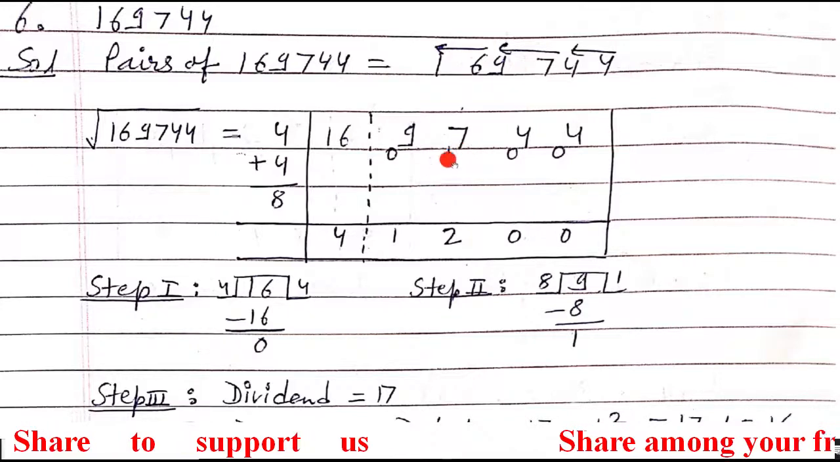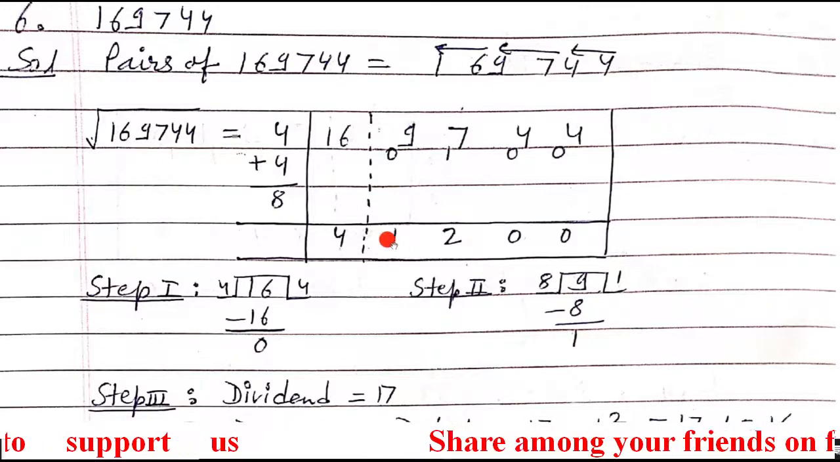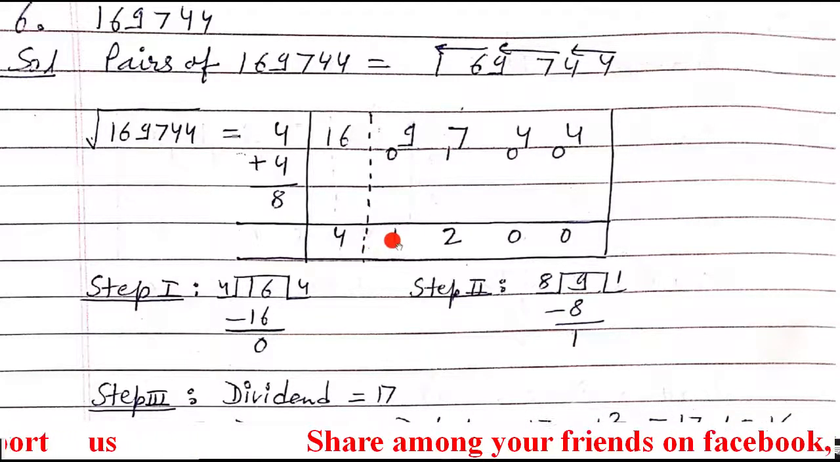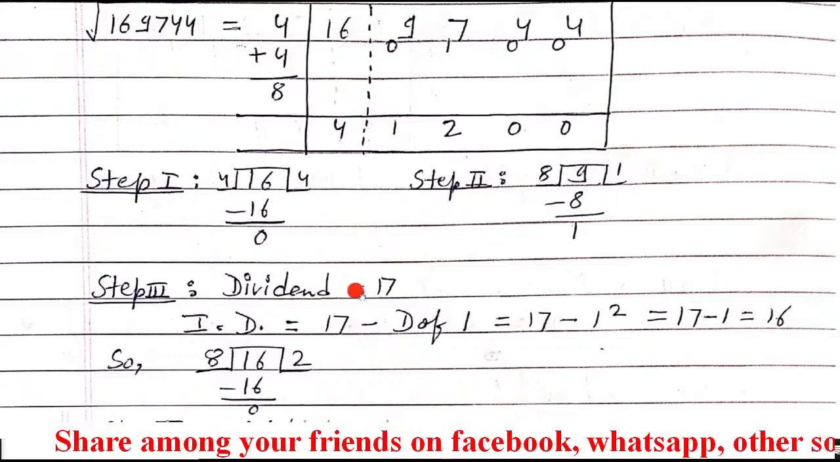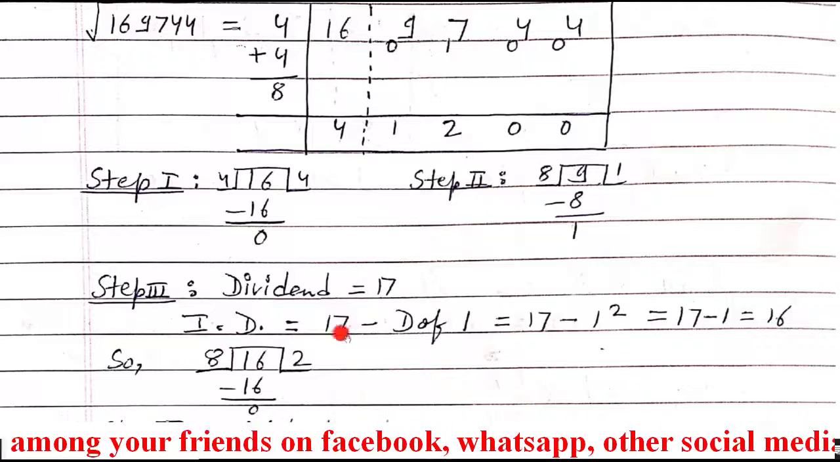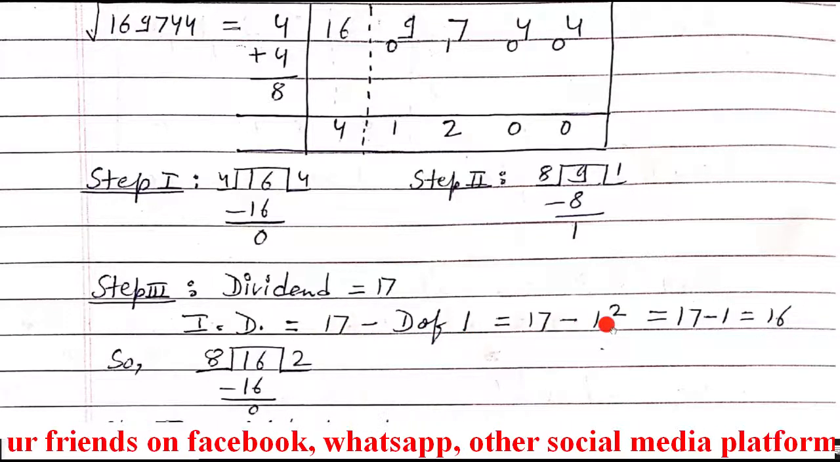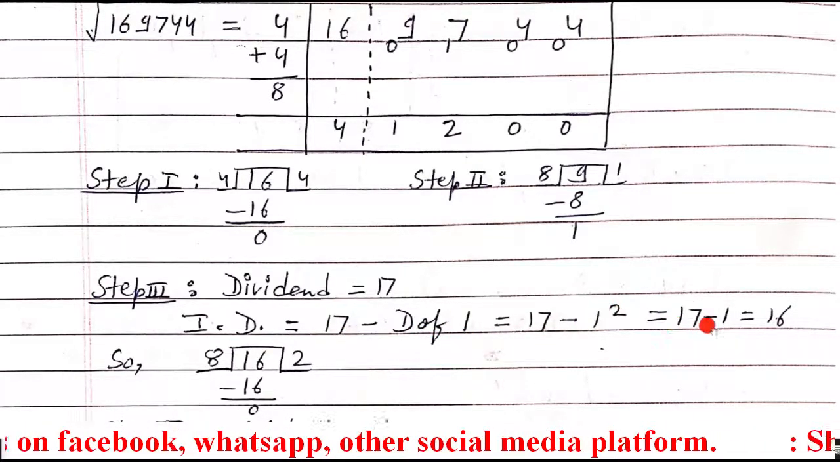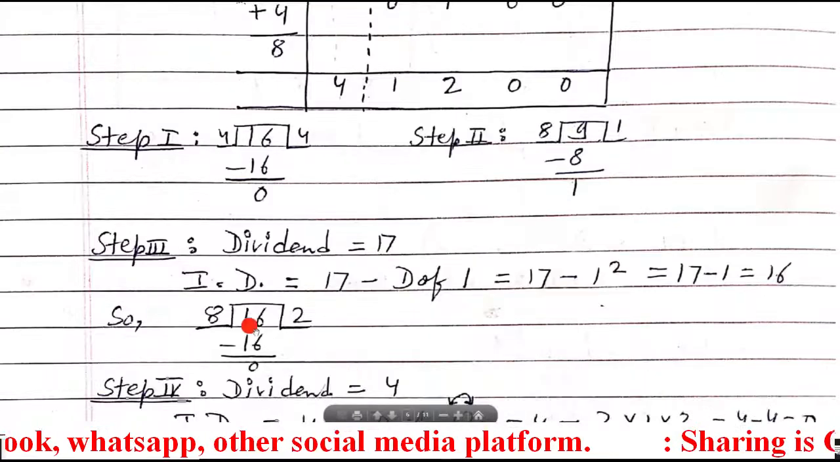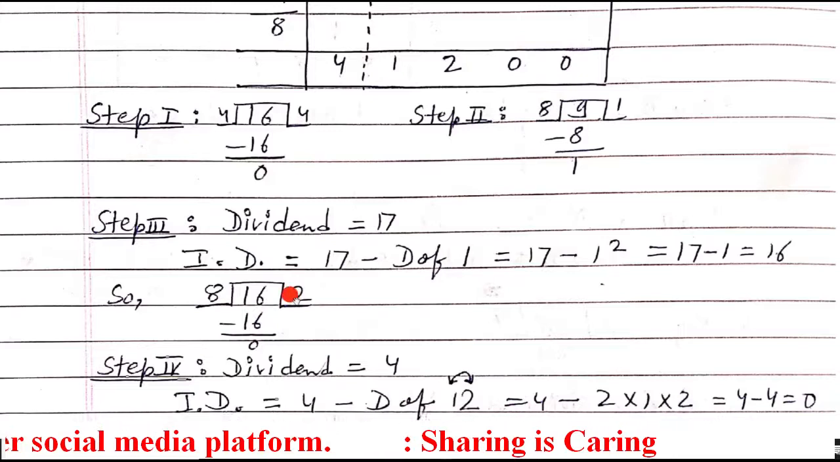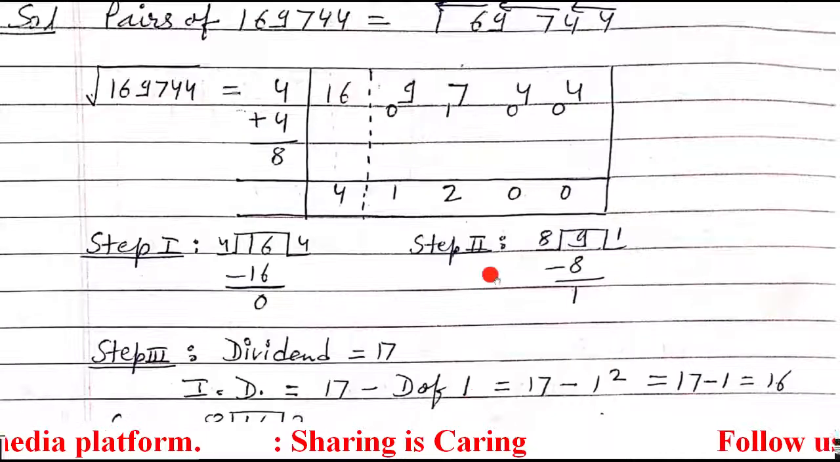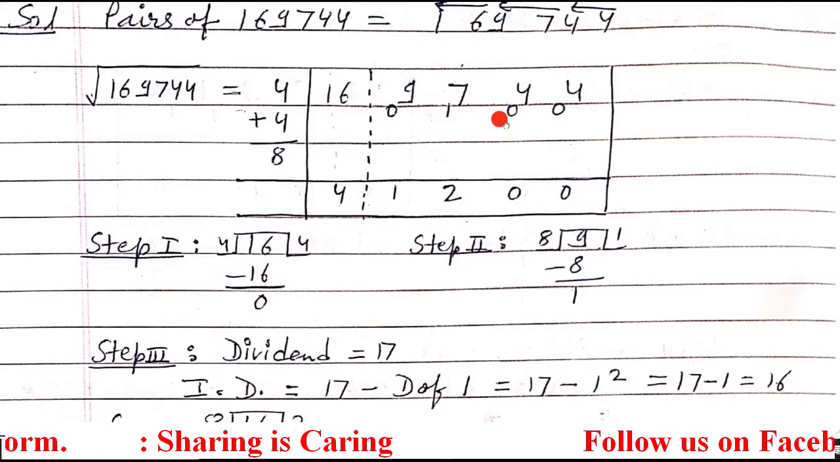So the dividend is 17, and before 17 we have 1. After the dotted line we have only 1, so to improve it we have to do dvandva of 1. The improved dividend is 17 minus dvandva of 1. Dvandva of 1 is 1 square, that is 1, so 17 minus 1 is 16. So 16 we have to divide by 8. We get quotient 2 and remainder 0.